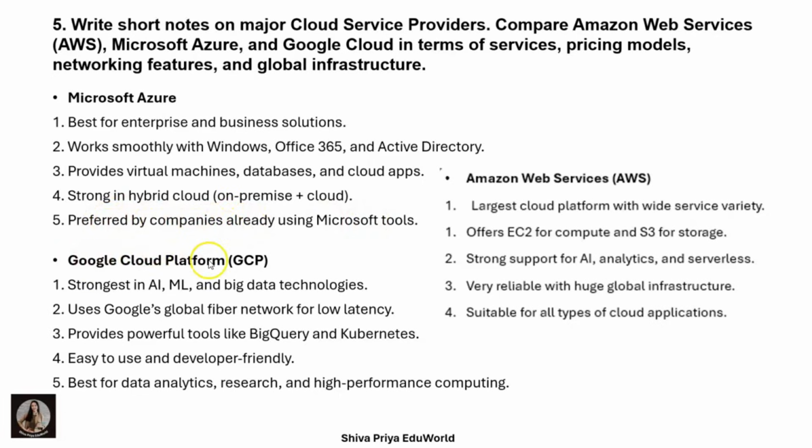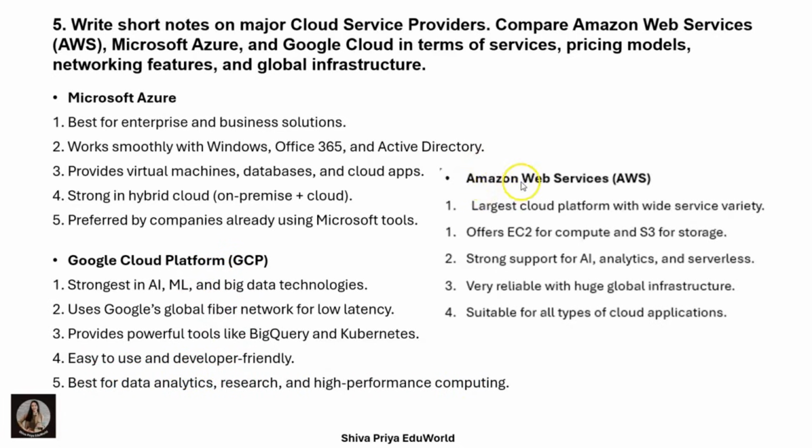And Google Cloud Platform, that is GCP, is the strongest in AI, ML and big data technologies. It uses Google's global fiber network for low latency, and it provides powerful tools like BigQuery and Kubernetes. It is easy to use and developer friendly. It is best for data analytics, research and high performance computing. For these things, it is the best platform.